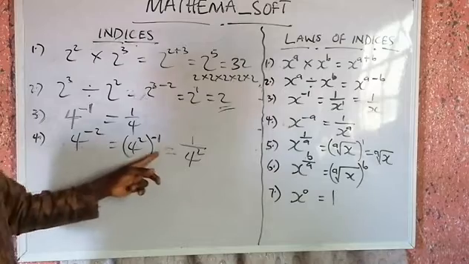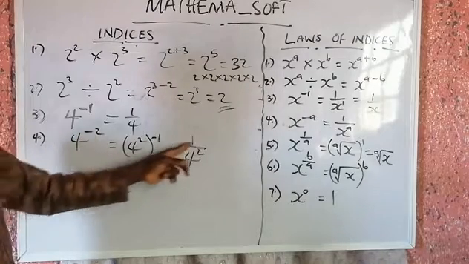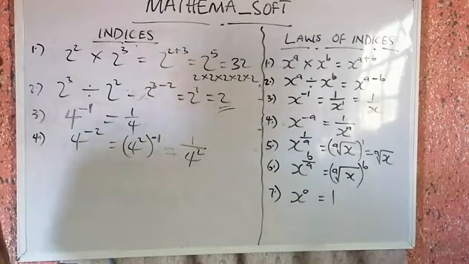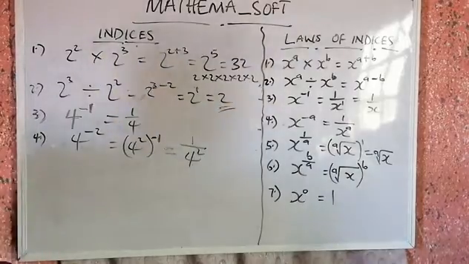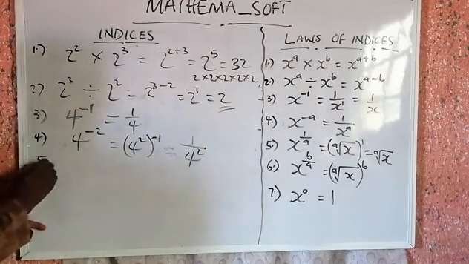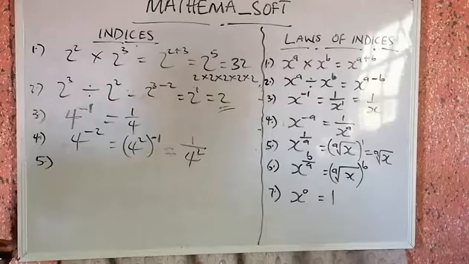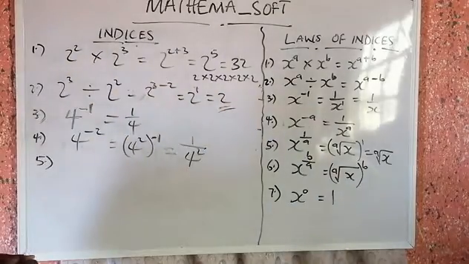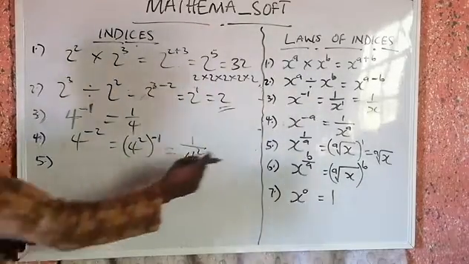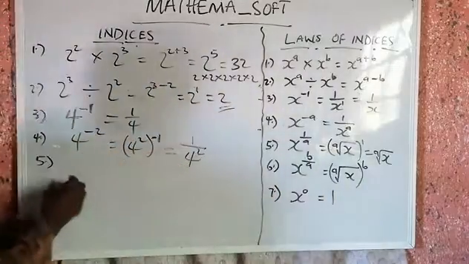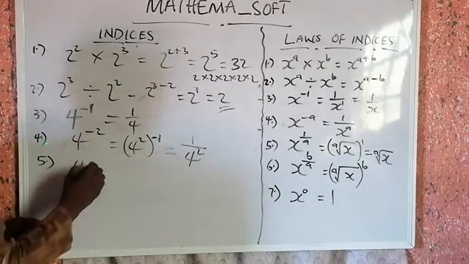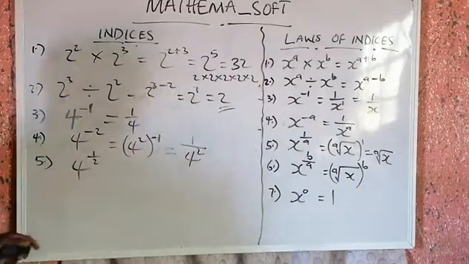So it will become like that. So instead of you going through this step, you just say minus becomes 1 over, and then your 4 will be raised to the power of 2. So for the fifth law that we have, we have x raised to the power 1 over a. So let me say 4 raised to the power 1 over 2.